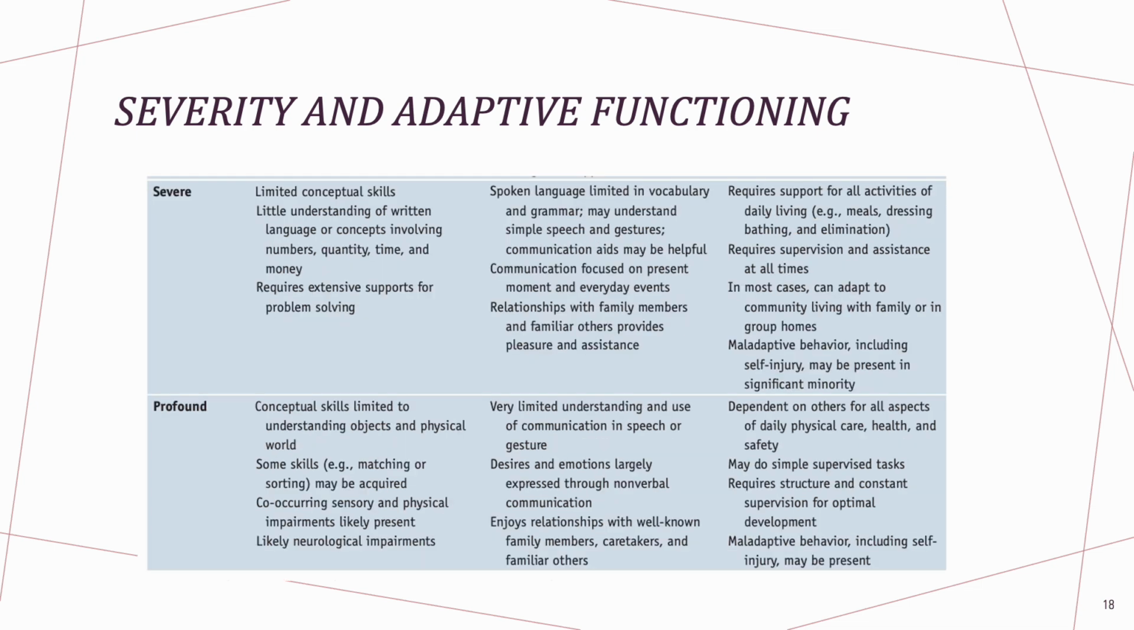I won't talk about these, but these are, again, the next part of the table. So this is some examples of what severe intellectual disability descriptively might look like in terms of conceptual, social, and practical adaptive behavior domains, as well as the profound severity level.